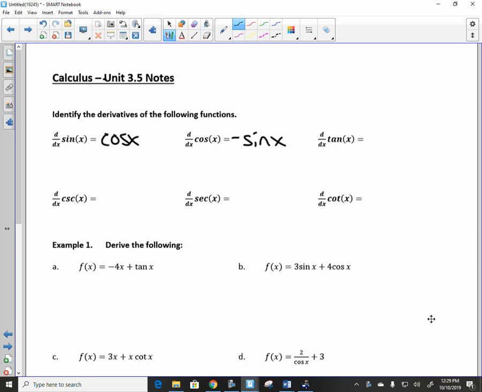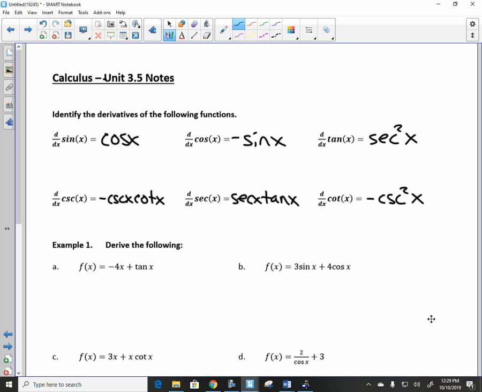The derivative of tangent is secant squared of x. The derivative of cosecant of x happens to be negative cosecant of x cotangent of x. The derivative of secant of x happens to be secant of x times tangent of x. And the derivative of cotangent of x happens to be negative cosecant squared of x.